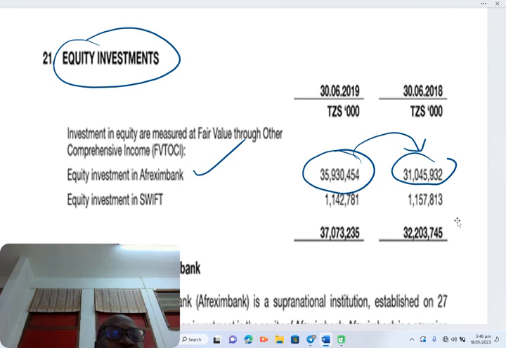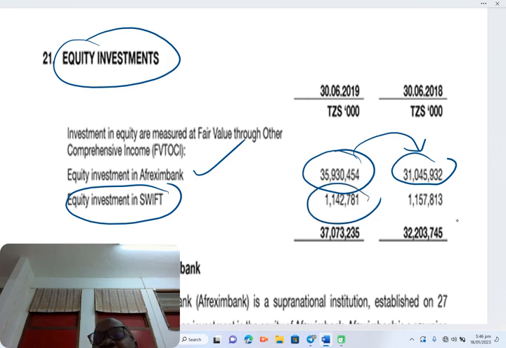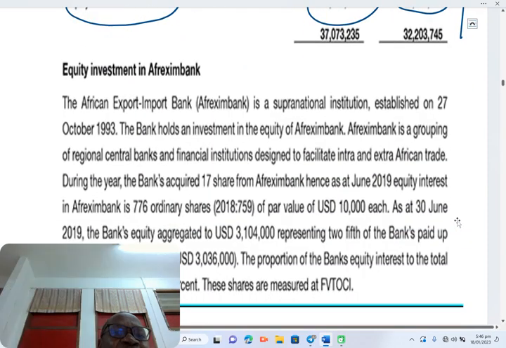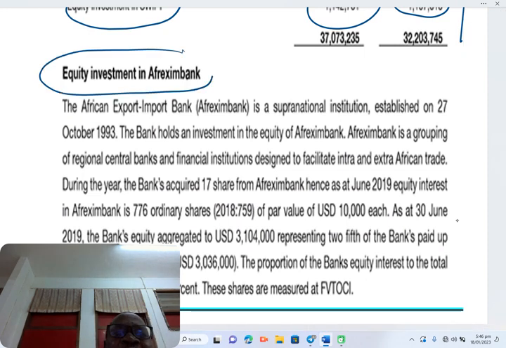Now, the next one is equity investment in SWIFT. It is 1 billion, 0.42 from 1.45. So it is decreasing. Perhaps there is impairment or there is disposal. So actually, this is how you can see financial instruments. And from the notes, you can see the way the equity investment in the bank has been described. It is telling us the story behind the acquisition of these shares.